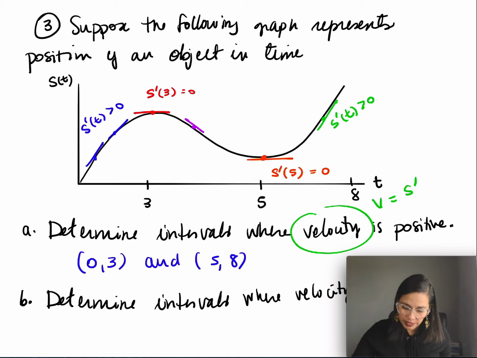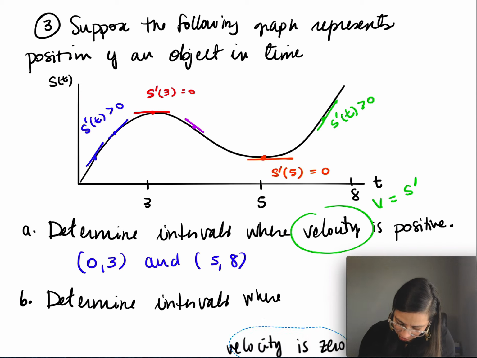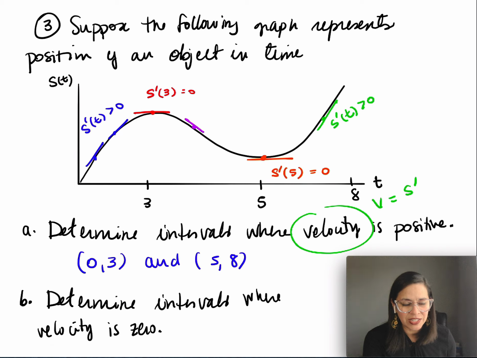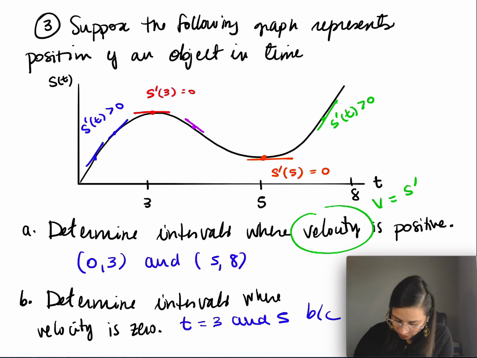Okay? Now the second one, part B, we have to determine intervals where velocity is 0. So we know that we don't actually have intervals, we have just places, right? At t equals 3, we have a horizontal tangent line, meaning 0 derivative, meaning 0 velocity, because velocity is a derivative of position. And then at 5, so we say t equals 3 and 5, because of horizontal tangent line.